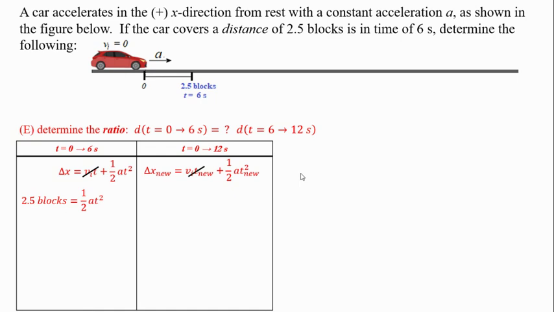Here, if I start at 0 second, my VI is 0. And then T new is going to be 2T. Again, T new here being 12 seconds. I want to go all the way from 0 to 12. Well, 12 divided by 6 is 2. Therefore, that's where that 2 comes from. Distribute the power again. So you're going to get 1/2 a 4t squared. Pull the 4 out in front of it so it's just nice and easy to look at. Recognize that the 1/2 at squared is your baseline, which is 2.5 blocks.